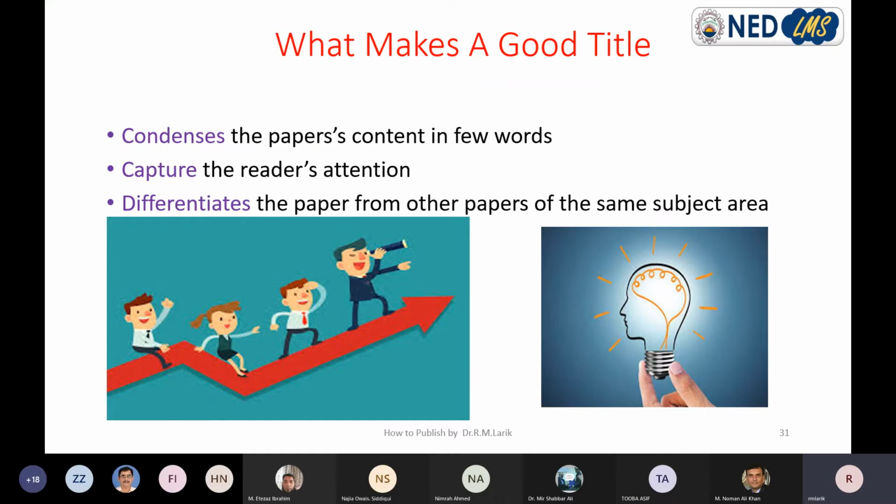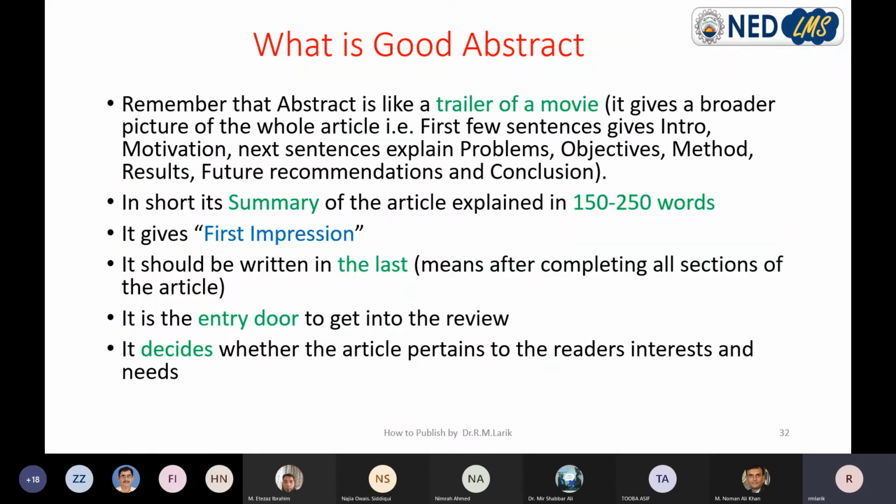So what makes your manuscript a good title? Obviously you have to condense the paper and capture the reader's attention, and you need to differentiate between your paper and others in the same subject area. You need to clarify how your work is different from others and what the importance of your work is, right? You need to explain this in your own words.